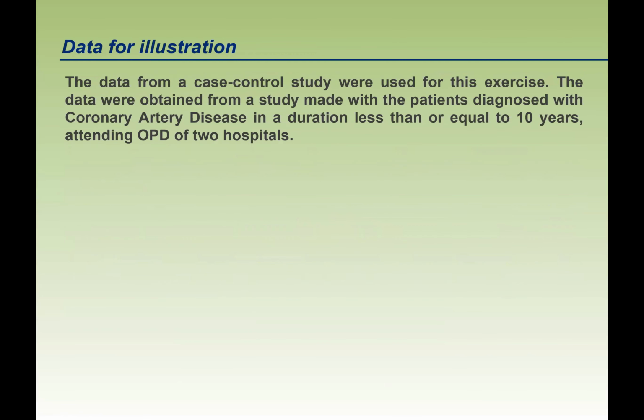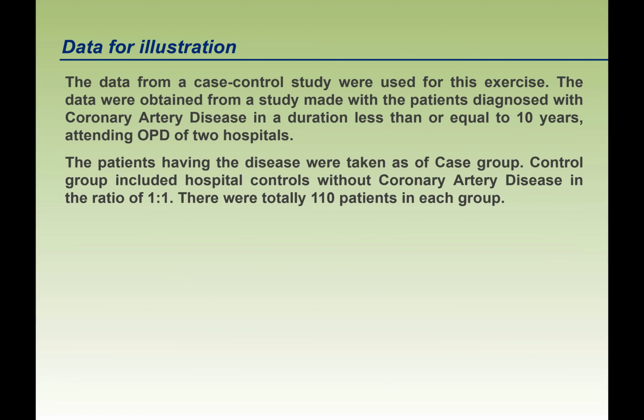Now we go for an actual illustration based on real data. The data comes from a case control study. For this exercise, the data were obtained from a study made with patients diagnosed with coronary artery disease, shortly called CAD, for a duration of less than or equal to 10 years, attending the OPD of 2 hospitals. The patients having the disease were taken as the case group. It's a case control study, of course. And the control group included hospital controls without coronary artery disease in the ratio of 1:1, and there were totally 110 patients in each group.